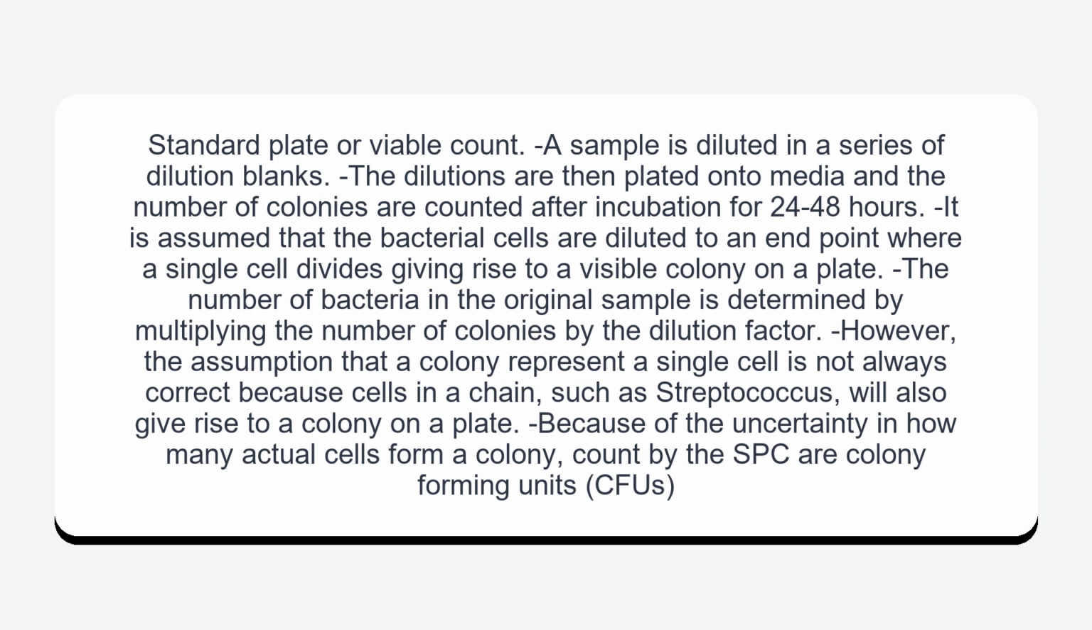The number of bacteria in the original sample is determined by multiplying the number of colonies by the dilution factor. However, the assumption that a colony represents a single cell is not always correct because cells in a chain, such as Streptococcus, will also give rise to a colony on a plate. Because of the uncertainty in how many actual cells form a colony, counts by the SPC are colony-forming units, CFUs.